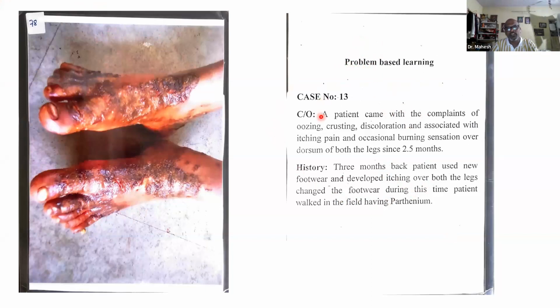We have not changed. Now in this, the case will be like: a patient came with the complaints of oozing, crusting, discoloration associated with itching, pain, occasional burning sensation over the dorsum of both the legs since 2.5 months. 3 months back, the patient used new footwear and developed itching over both legs after changing the footwear. During this time, the patient walked in the field of Parthenium also. So simultaneously he changed the footwear, but simultaneously he walked in the field having Parthenium and it got aggravated. Now this is the condition.